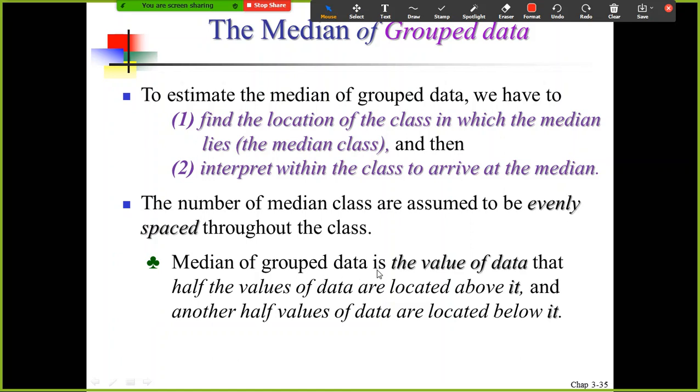The median of group data is the value such that half of the values of the data are located above it, and the other half of the values are located below it. That's why the median is exactly the midpoint, because if we have a group data set, we split it into two halves, two sides. From the median to the smaller side is equal to the median to the larger side. That's why the median is always the best method to study the central value or central point of a data set.